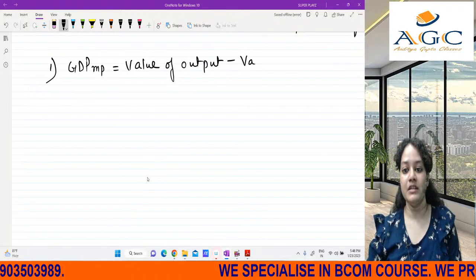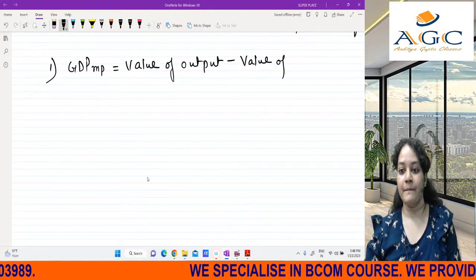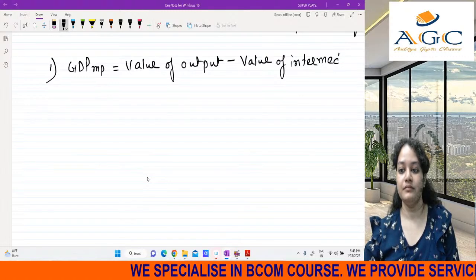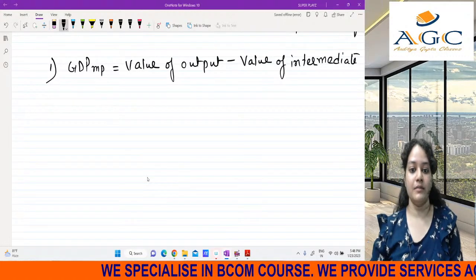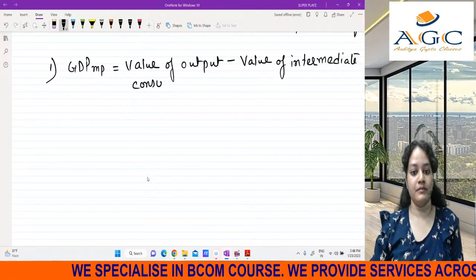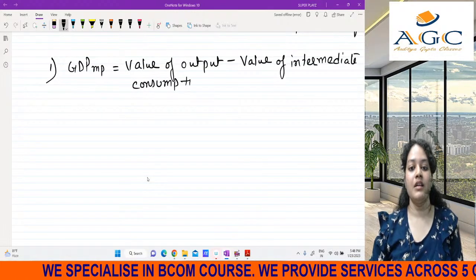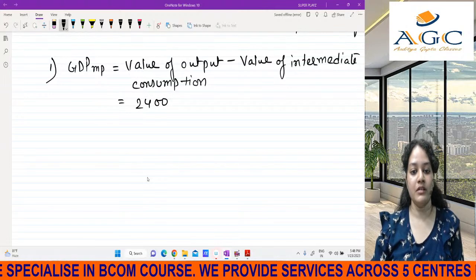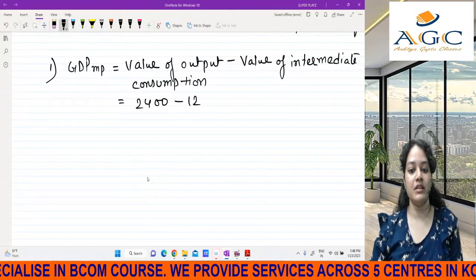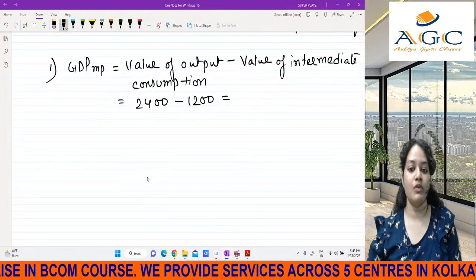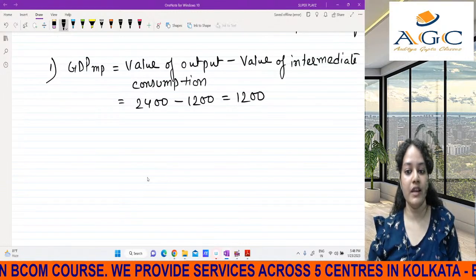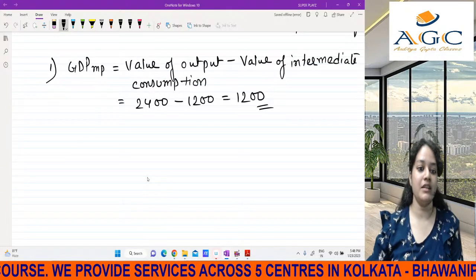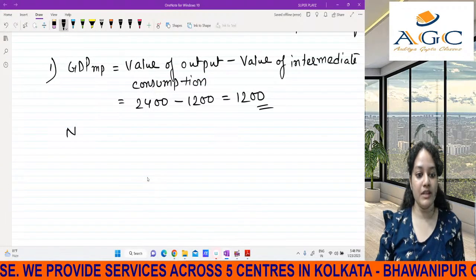Value of output minus value of intermediate consumption, right? What was the value of output? It was 2400, and what was the intermediate consumption? It was 1200. So what are we getting? 1200 as well. So what is the value of GDPMP? 1200, right? Now what would be our second step?